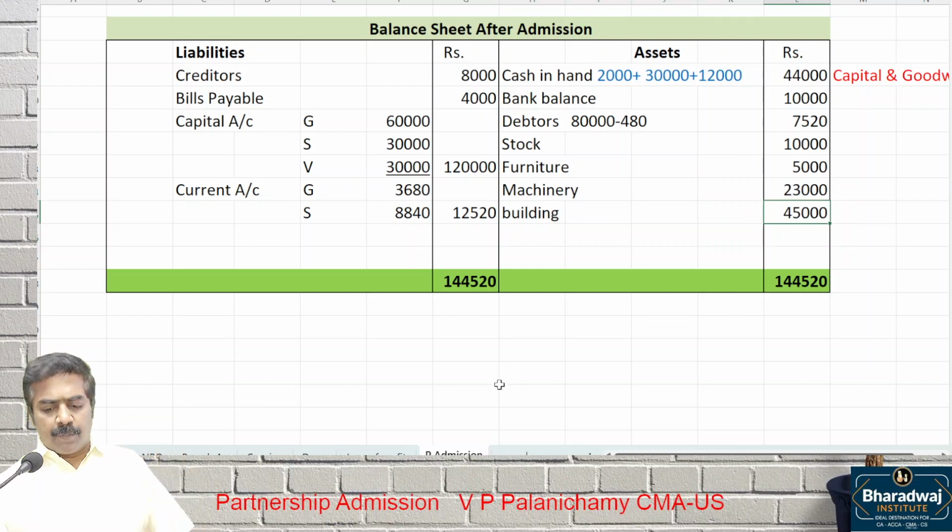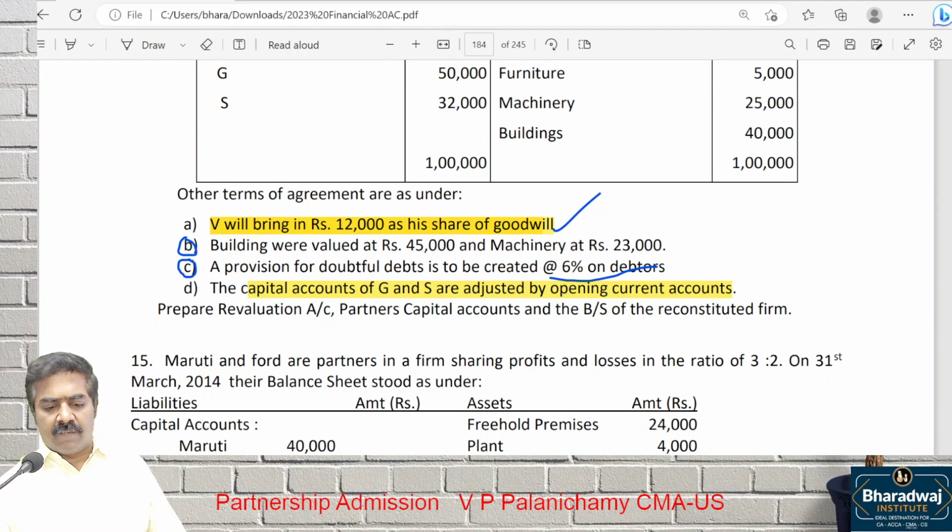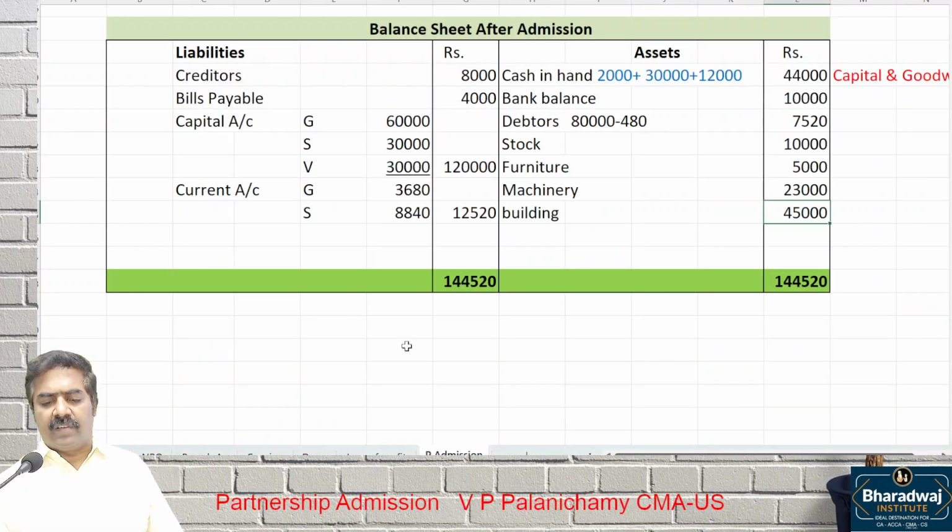Wait. Suppose that current account adjustment is not given, the capital accounts of G are adjusted by opening current account. If that is not given, what will you do? The cash will be adjusted. The 12,520 would have been adjusted in what? Cash. Okay.